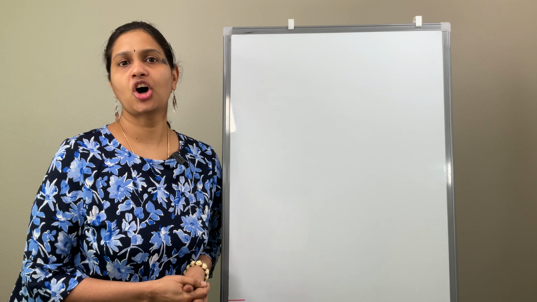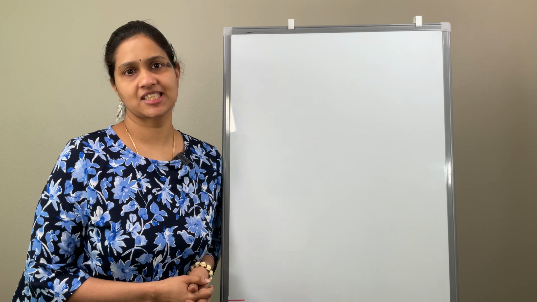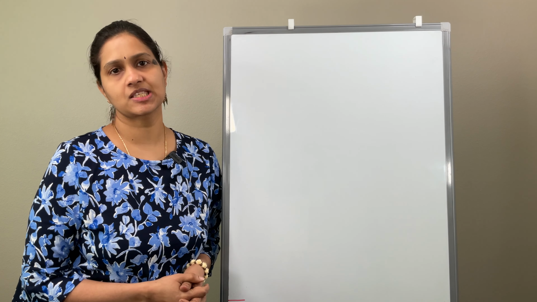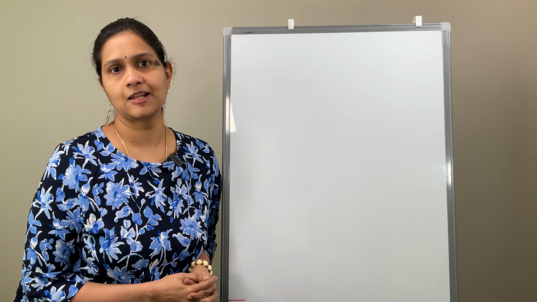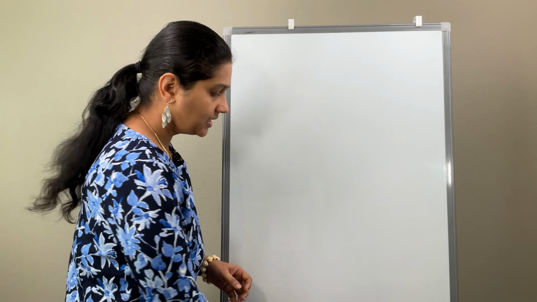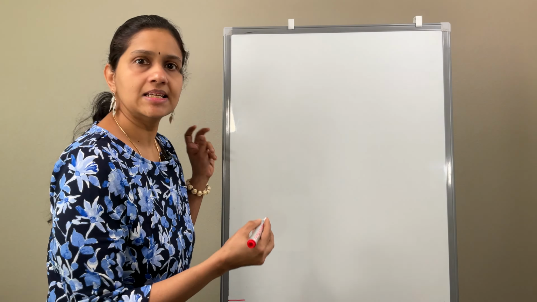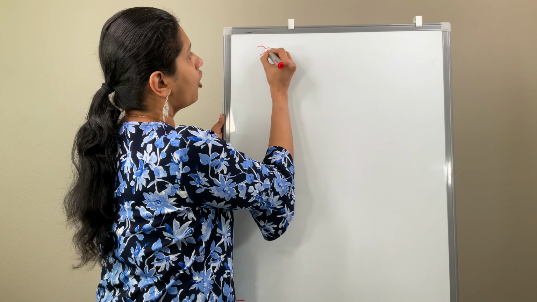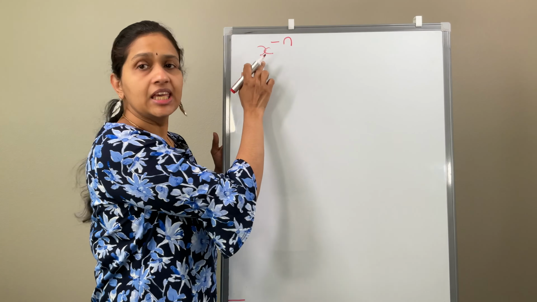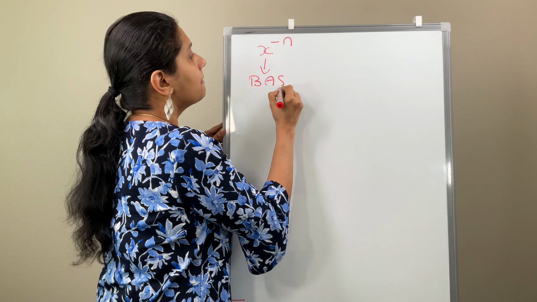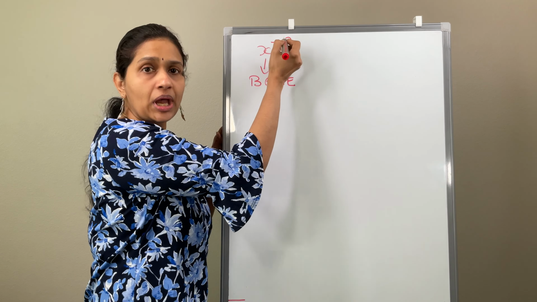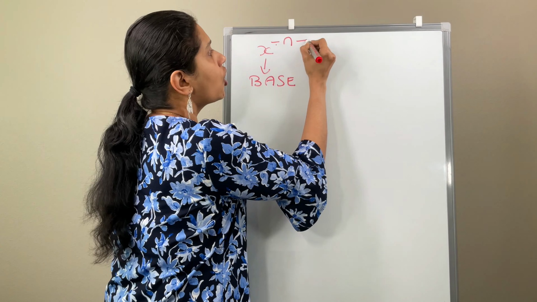Today we are going to talk about negative exponents. What is an exponent? An exponent tells how many times a number is multiplied by itself. Now let us see that in detail. Let us consider x to the power of minus n. Here x is called the base, and minus n, or negative n, is called the negative exponent.